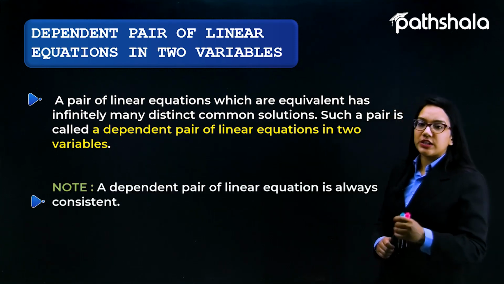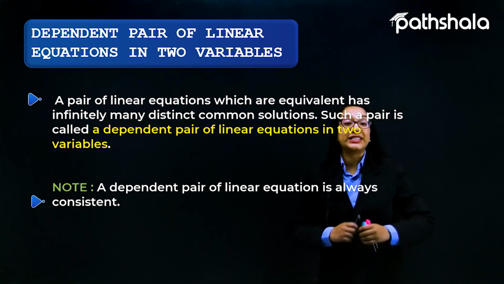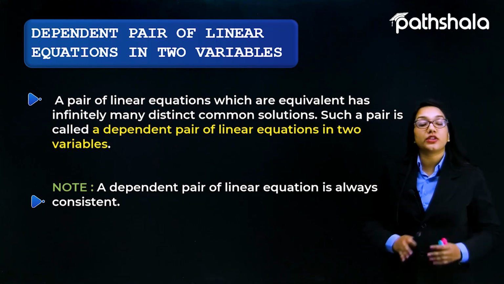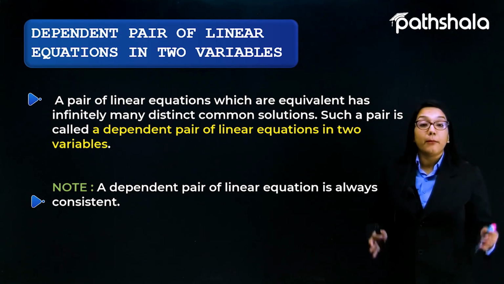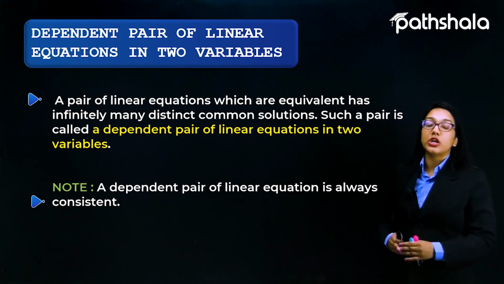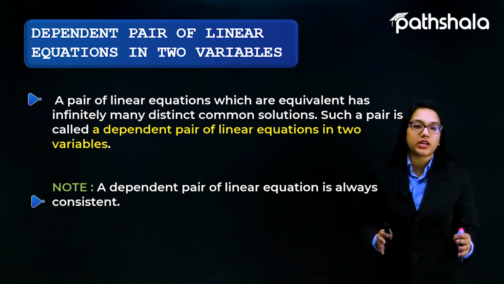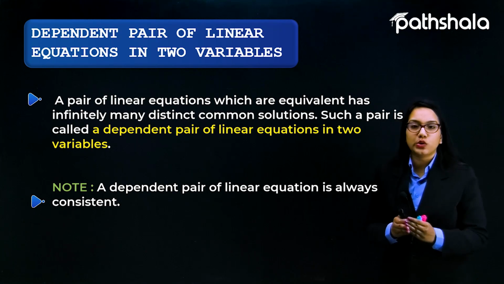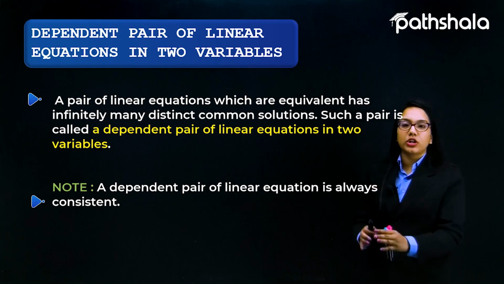Now further, there is a special note that a dependent pair of linear equations is always consistent. It is consistent because it does have a solution. Obviously the solutions are infinitely many, but still they have a solution. So a dependent pair of linear equations is always consistent. These three keywords are really very important: What is a consistent solution? What is an inconsistent solution? What is a dependent pair of linear equations in two variables? So this is all about the three concepts.